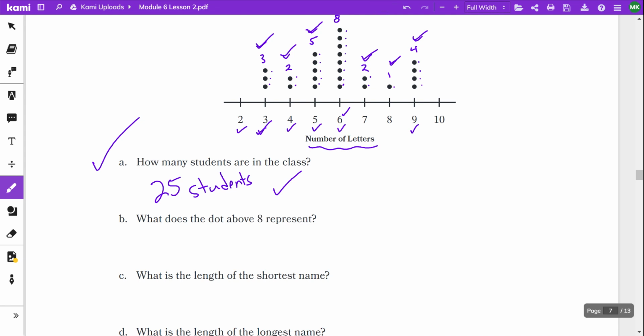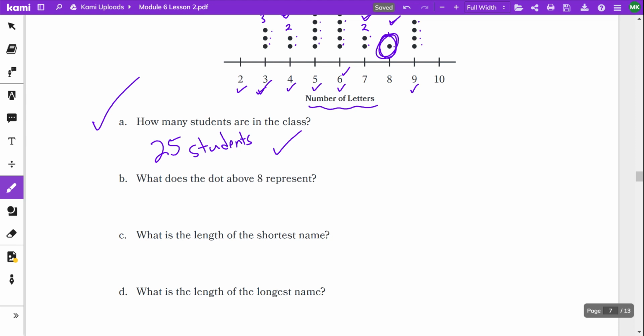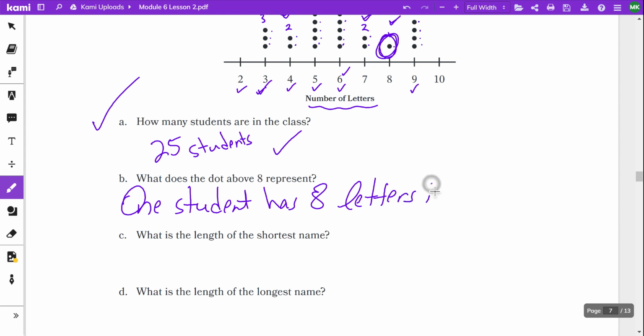What does the dot above 8 represent? Oh, I see. This one right over here. Above the 8, that means that one student has 8 letters in his or her first name. They're not telling us who the person is, but we do know that the first name is 8 letters long.